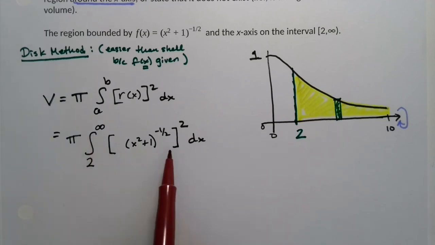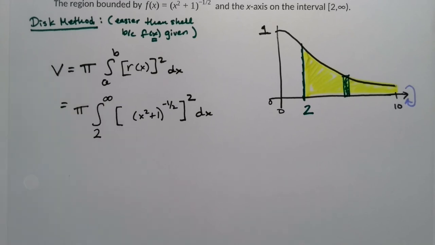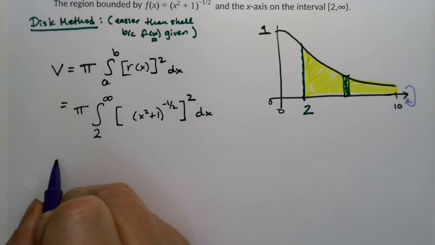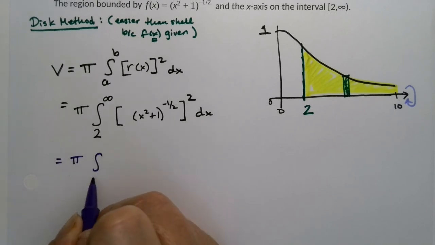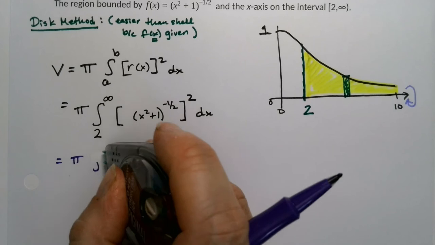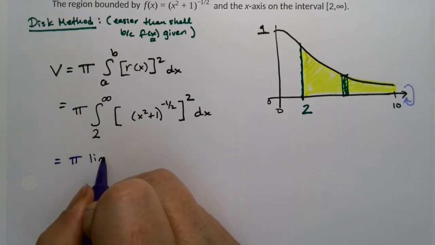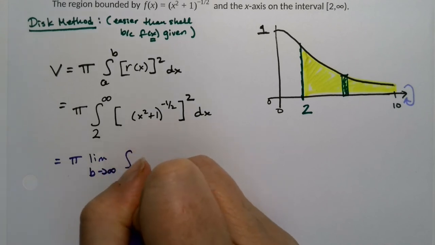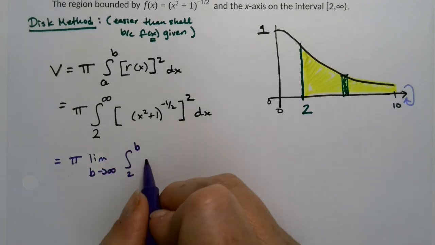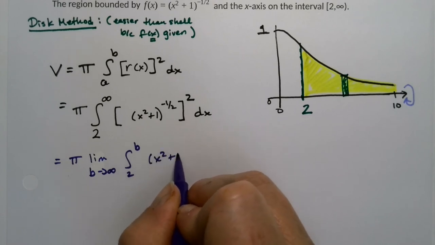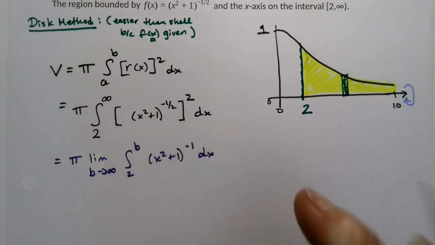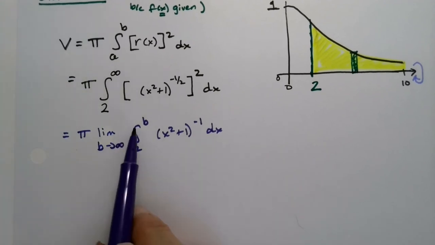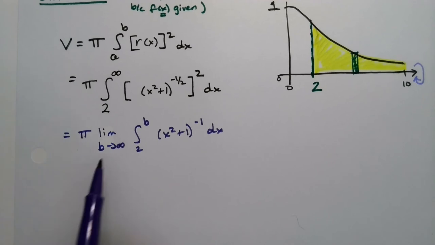Now, I'm not allowed to do infinity like that, so I'm going to have to rewrite this. And I'm also going to square that negative 1/2 while I'm on the subject. So this is going to be pi times the limit as, and again, pick your letter, I'll pick b, b goes to infinity, integral from 2 to b of x squared plus 1 to the negative 1 dx. So you have to do this step. You are not allowed to leave infinity in that symbol. Infinity is not a particular value.